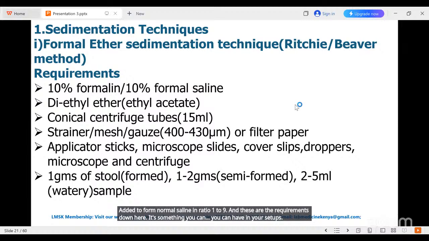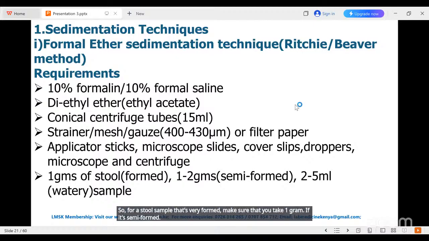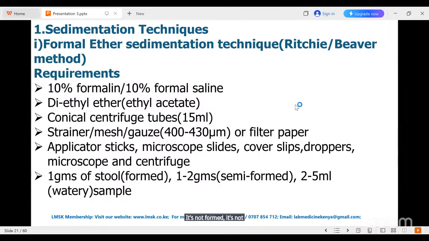For a stool sample that's very formed, make sure that you take 1 gram. If it's semi-formed, not formed and not watery, you use 1 to 2 grams. And if it's watery, then you make sure that you take 2 to 5 ml of the stool sample. This is what you require.